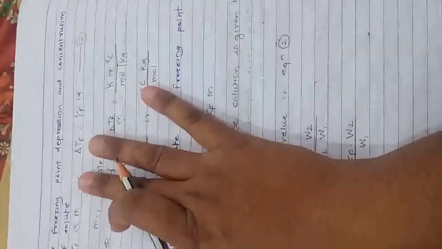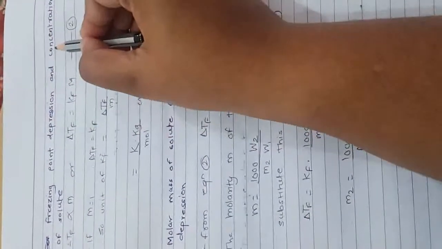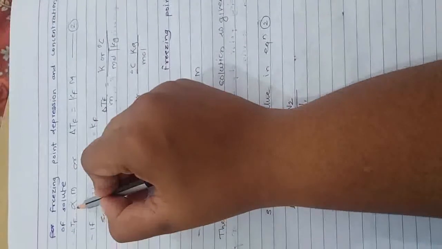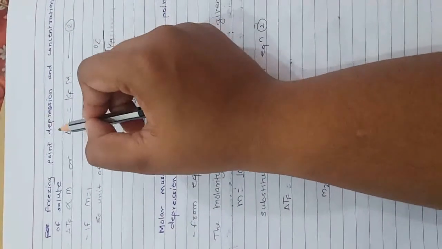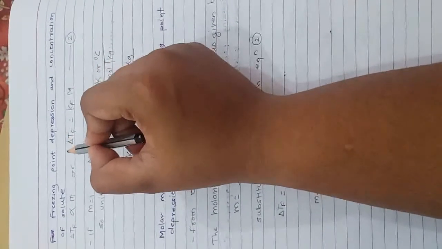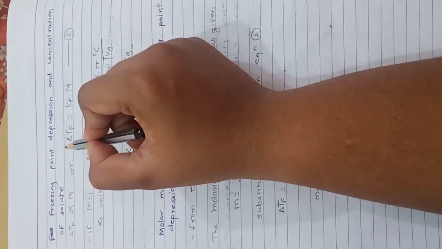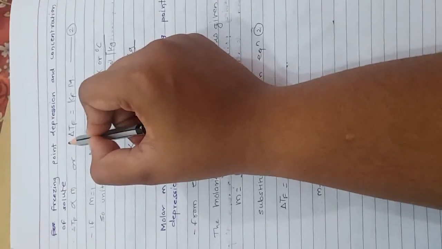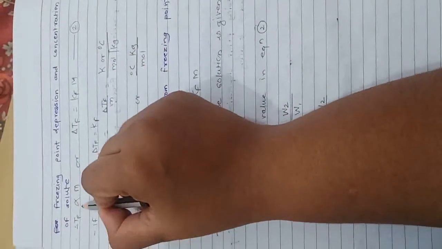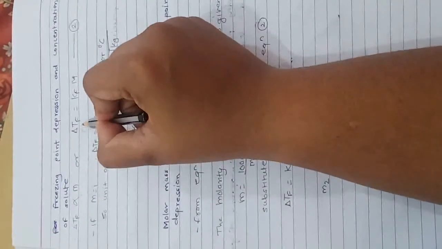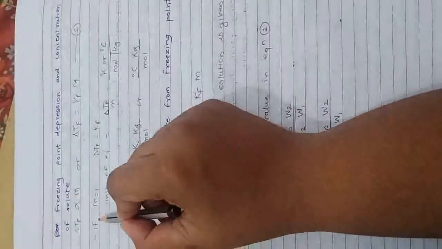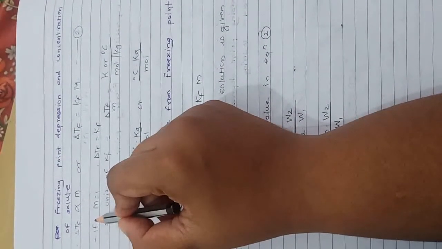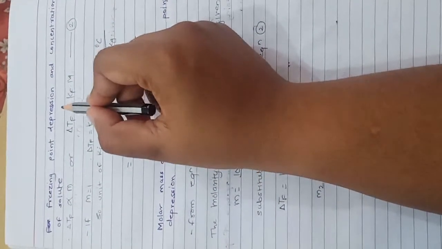Freezing point depression and concentration of solute. As verified experimentally for dilute solutions, the freezing point depression delta TF is directly proportional to the molality of the solution. So delta TF is directly proportional to m, or delta TF equals KF into m, equation 2. The proportionality constant KF is called the freezing point depression constant.